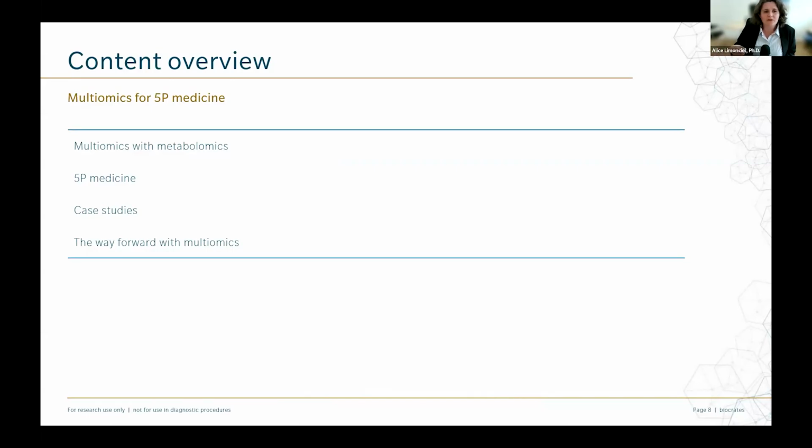And we will conclude with the way forward with multiomics, whether you're familiar with that or not, like how can you already start employing metabolomics in your multiomics approaches and applications.